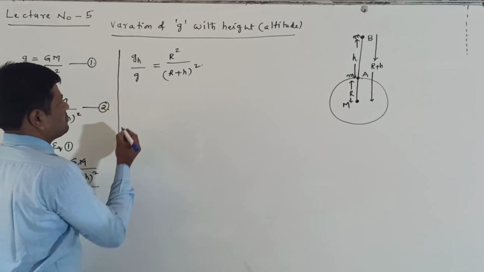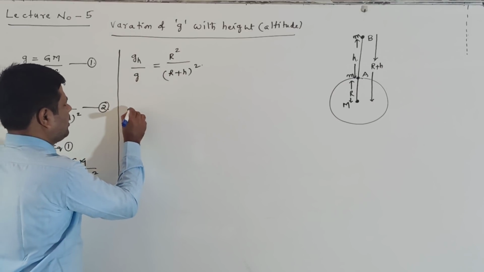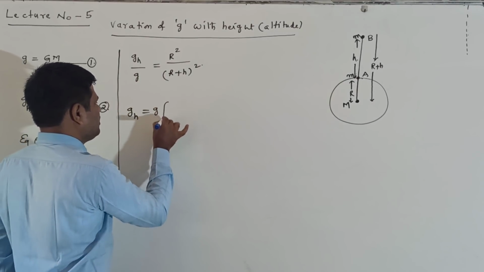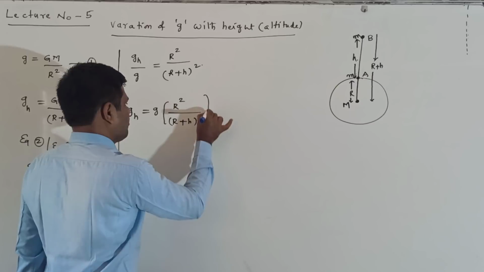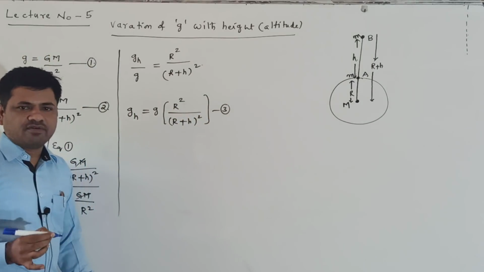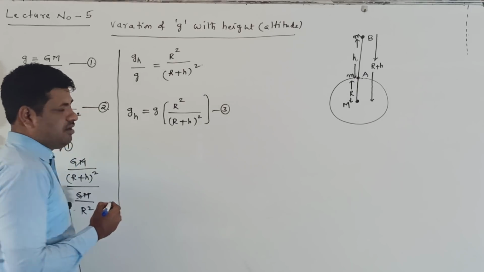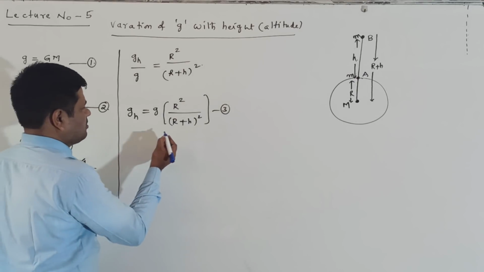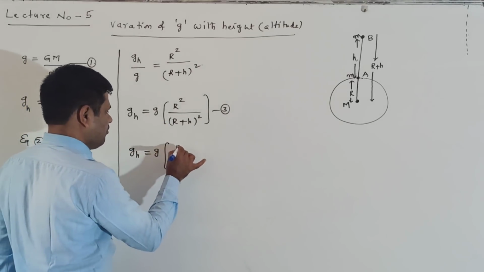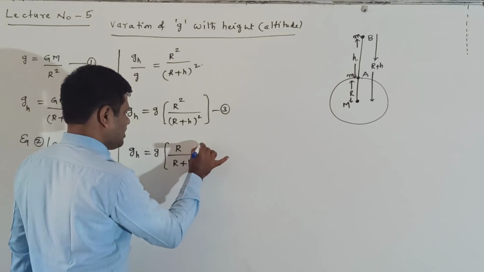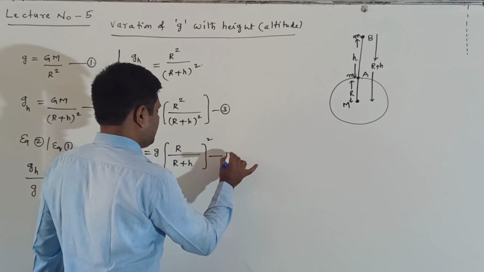Now taking g to the other side, we can write g_h is equal to g into r square by r plus h whole square. This is equation number 3. Now I write next that g_h is equal to g into r by r plus h whole square. This is equation number 4.